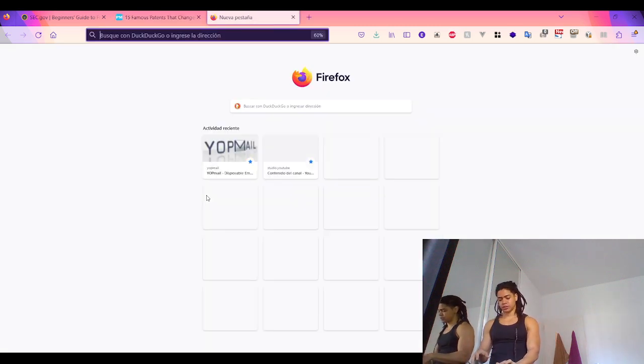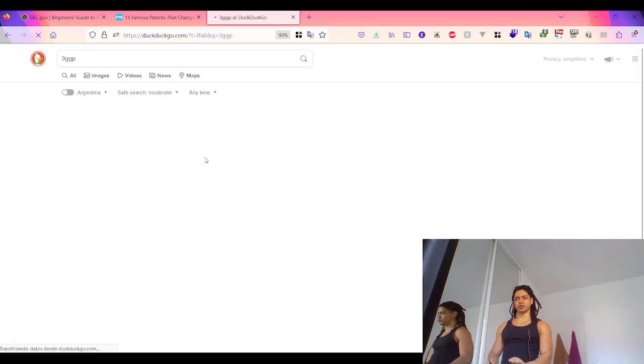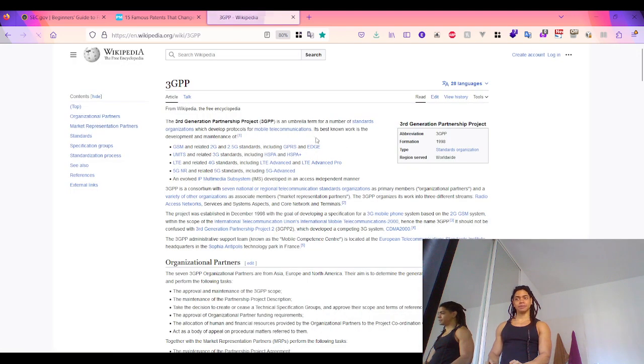So there is 3GPP. There's an organization, or this partnership program, which is an umbrella term for a number of standards organizations which develop protocols for mobile telecommunications. They develop and maintain protocols like GSM, related to 2G, UMTS, the Universal Mobile Telecommunications System, related to 3G standards, LTE, long-term evolution, which is the 4G standard, and the 5G standard.